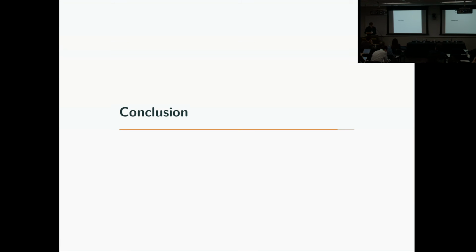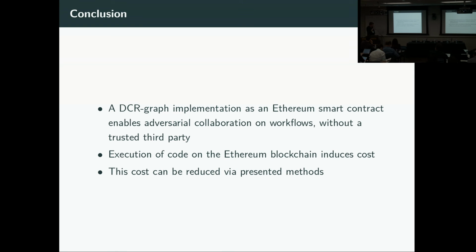Yes. So, in conclusion, with DCR, we set out to design a system where we could avoid this third party when we had collaboration among adversaries on DCR graphs, and it's certainly doable, and it can be done by using Ethereum and implementing DCR graphs as a smart contract. However, it's important to notice that every transaction that's made on Ethereum has an associated cost. And while you can reduce this cost with the methods I introduced here, you can never get completely rid of it.